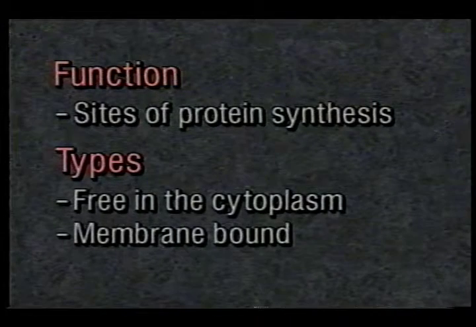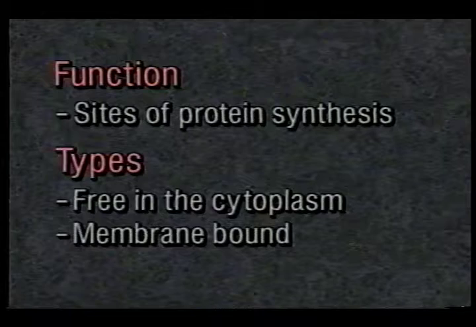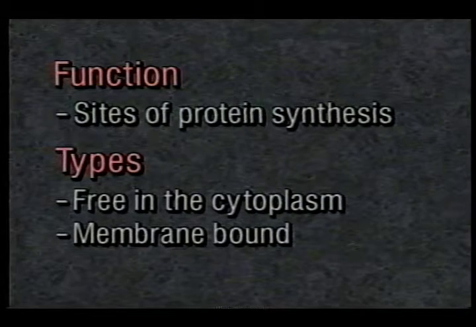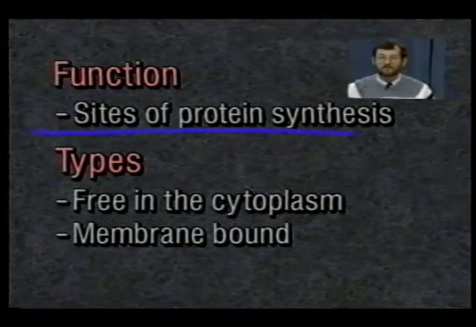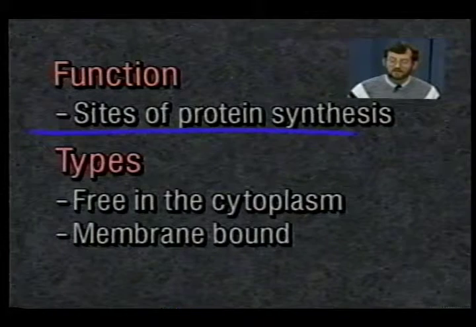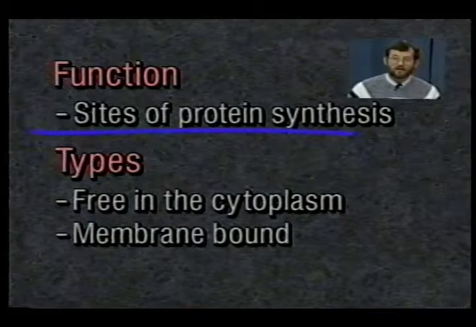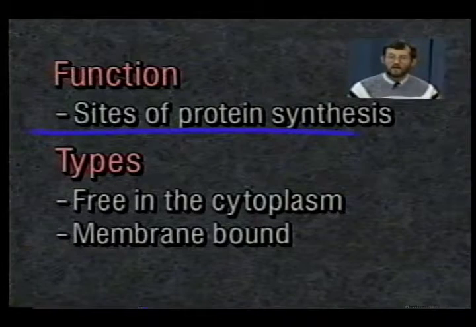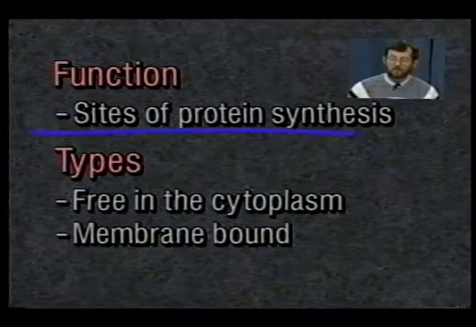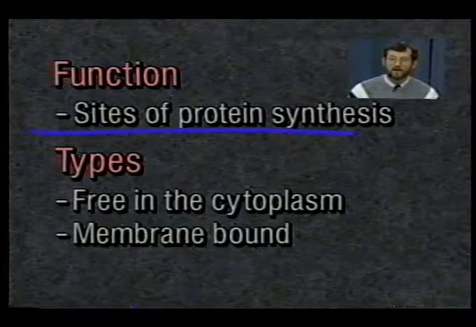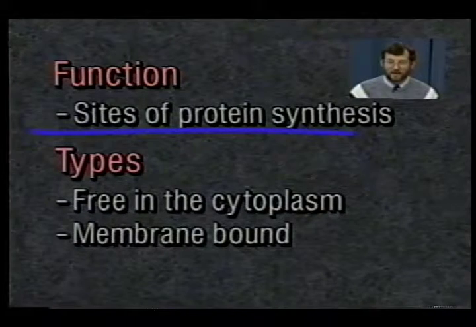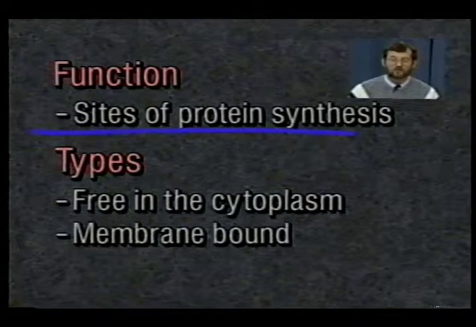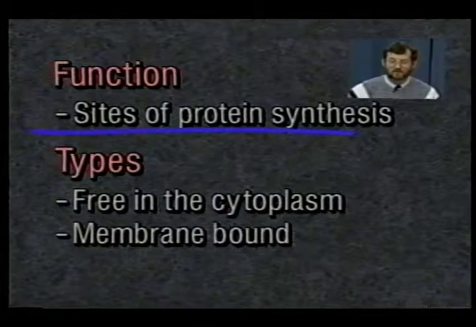Okay, function of the ribosome. So we've talked about their structure, how they're put together. The function is that they serve as the site for protein synthesis. We've talked about linking amino acids together, getting the peptide bonds to form in order to link up the proteins, making our primary protein structure. This is where we actually do it. This is the function of the ribosomes: protein synthesis.